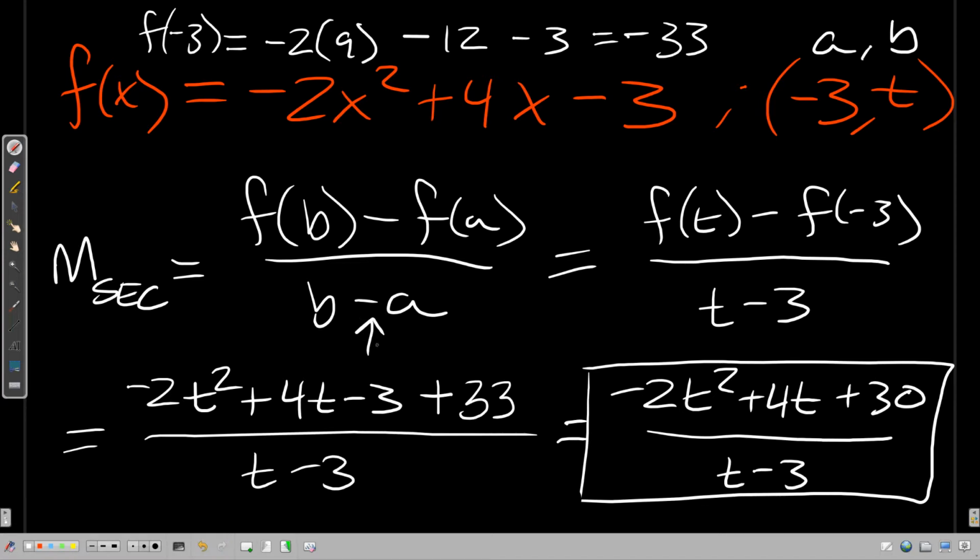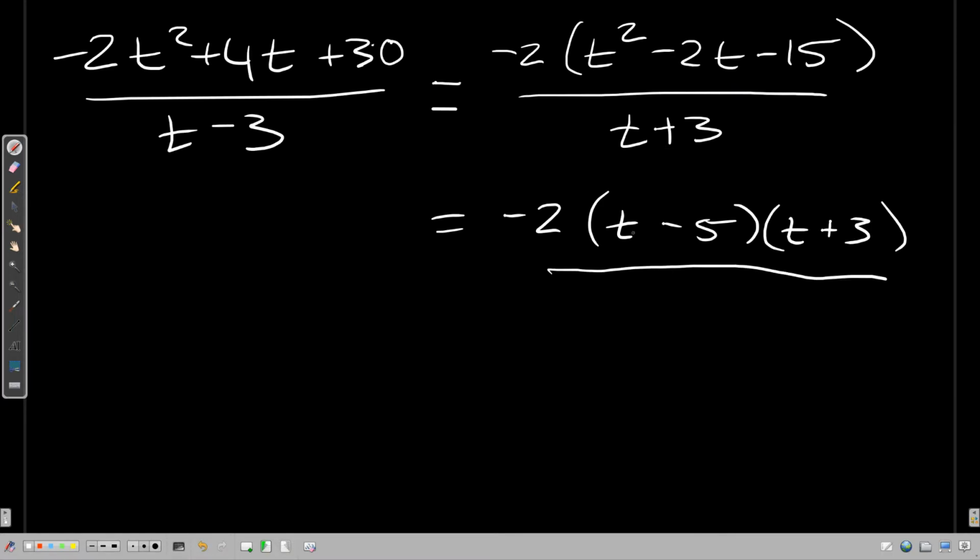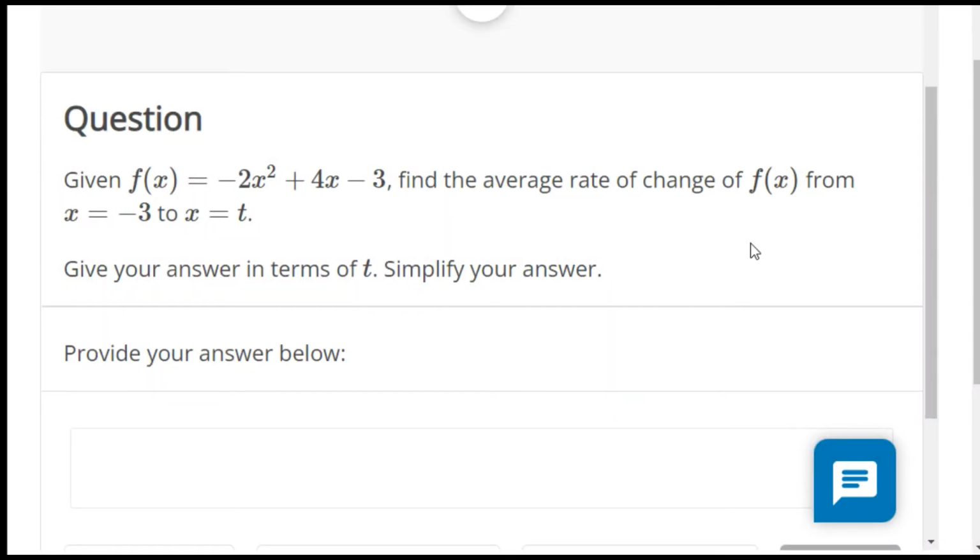And I'm supposed to be taking the difference, right? So A is a minus 3. This should be B and then minus A. So this is minus negative 3. Then that makes this be positive 3 all over. And I would get positive 3 here and here. And so I have positive 3 there, and then now these cancel. And my average rate of change is minus 2t plus 10. And that is what I will type into my answer box.